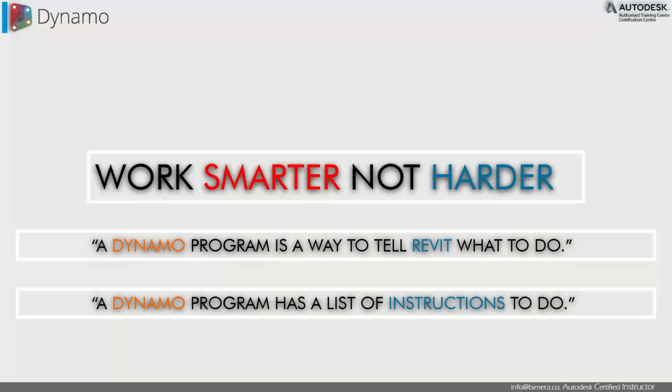Now, what is Dynamo? It says Dynamo is a program, a way to tell Revit what to do. I'm Mr. Dynamo and you are Revit, and you just have to follow my instructions. In which language do they communicate? Dynamo is a person here, and Revit is a person. How are we communicating? In English, which is a language. In which language will Dynamo and Revit communicate with each other?